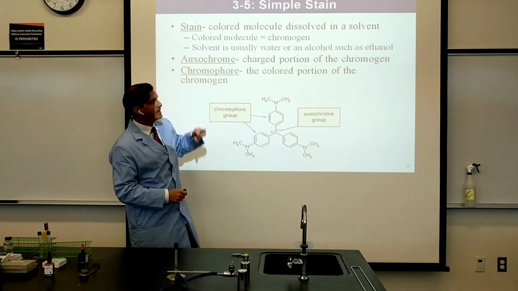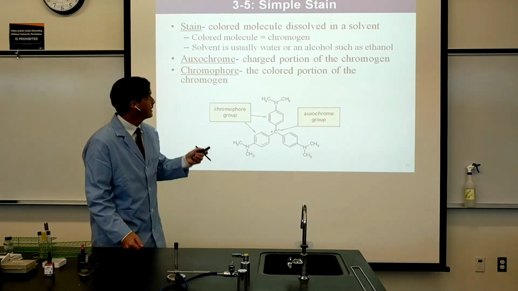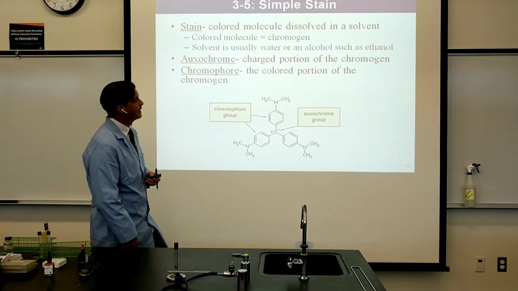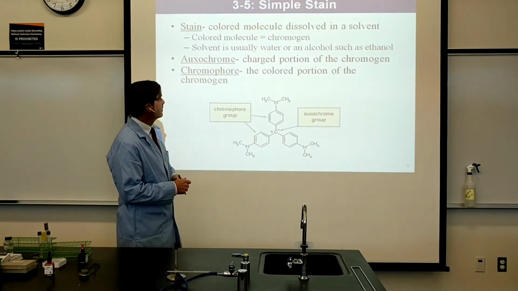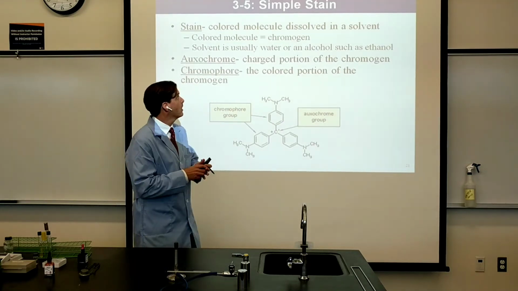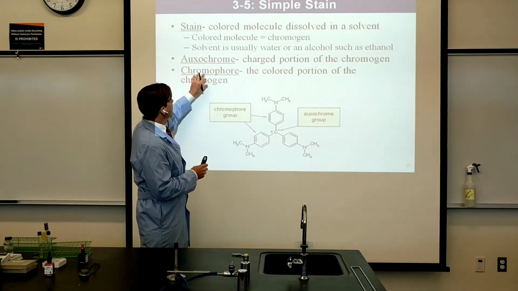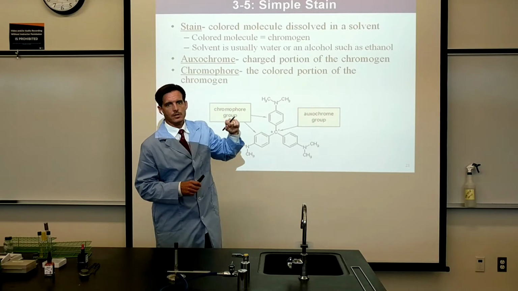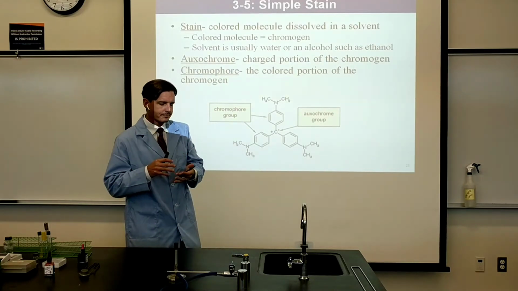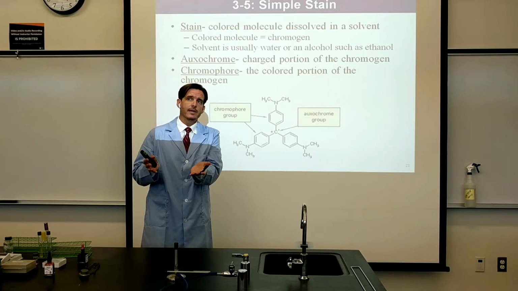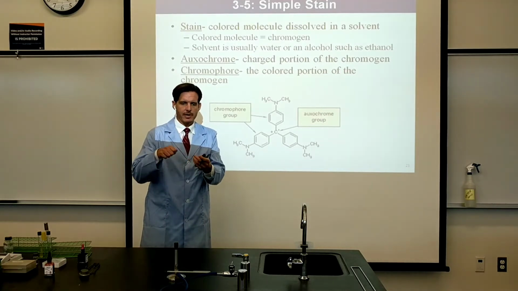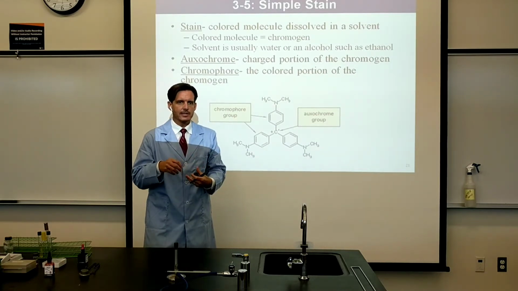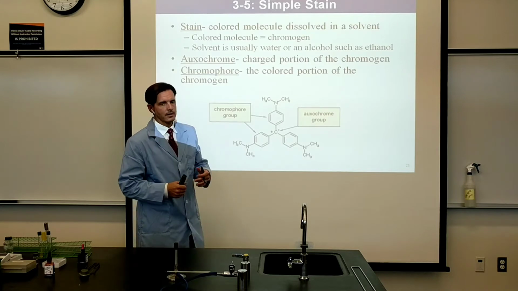A stain is said to have two components: a colored molecule that is dissolved into a solvent. When we look at a stain, we call the colored molecule, more technically, a chromogen. The chromogen is the colored molecule that makes the stain, but it usually comes as a powder that you have to buy, and then you measure out a certain amount on a scale, and then you mix it into a certain amount of water, and then you get your functional stain so that you can soak the cells.